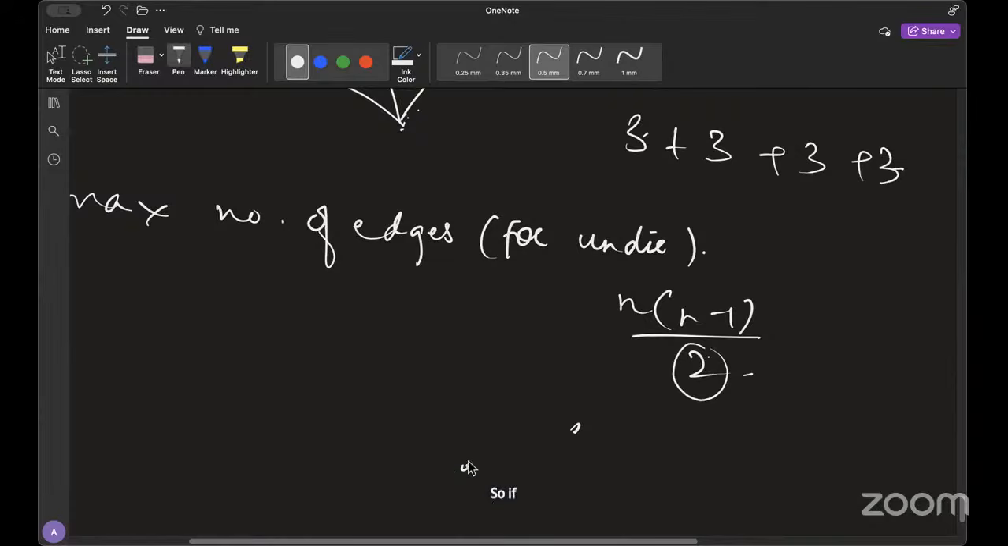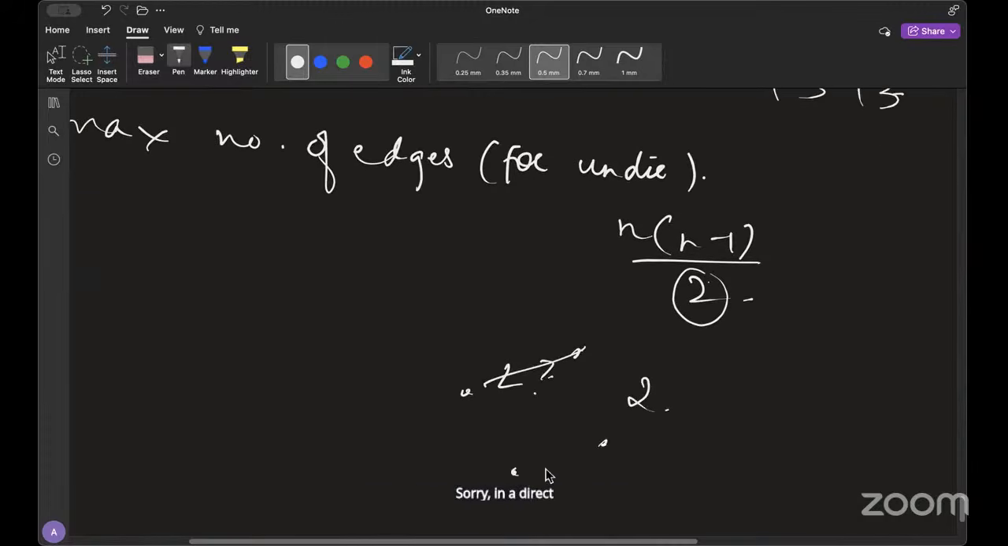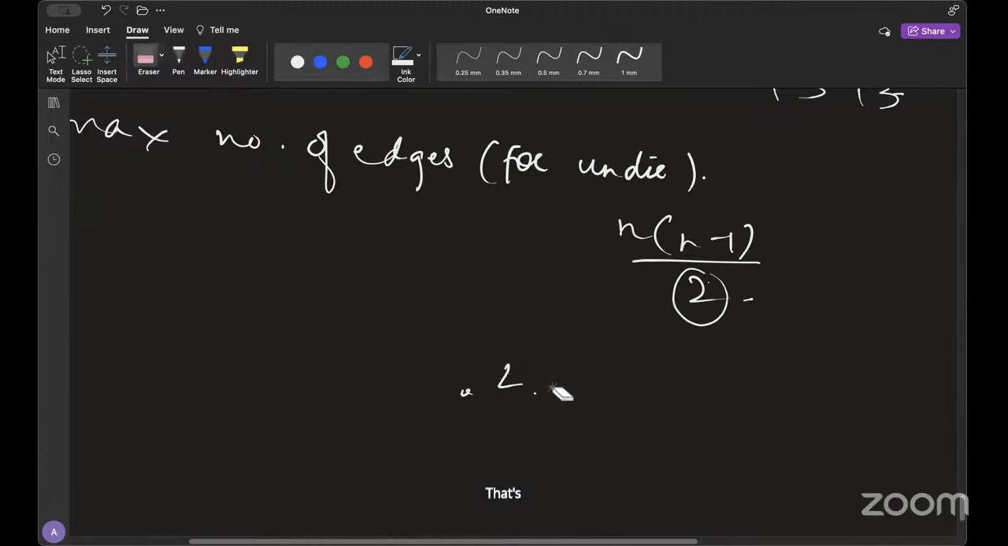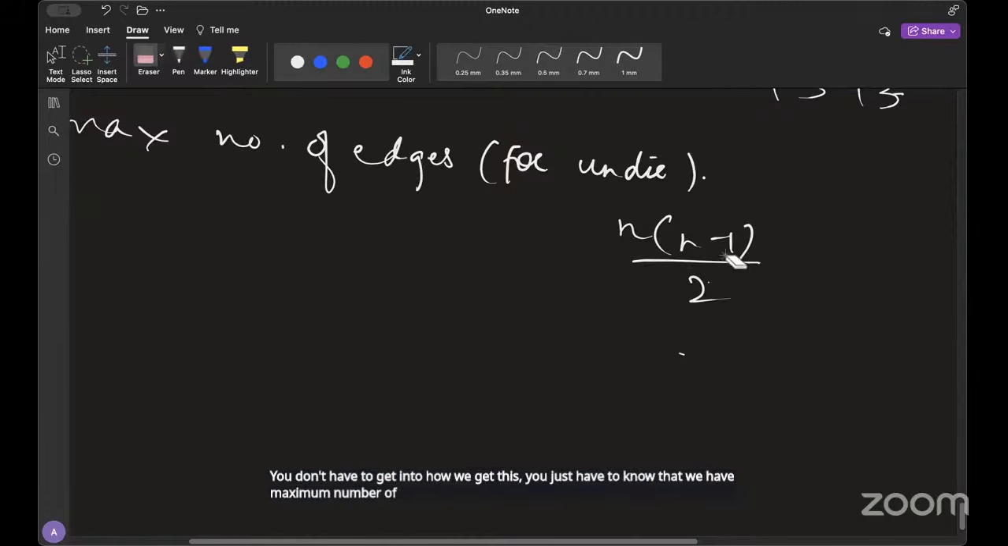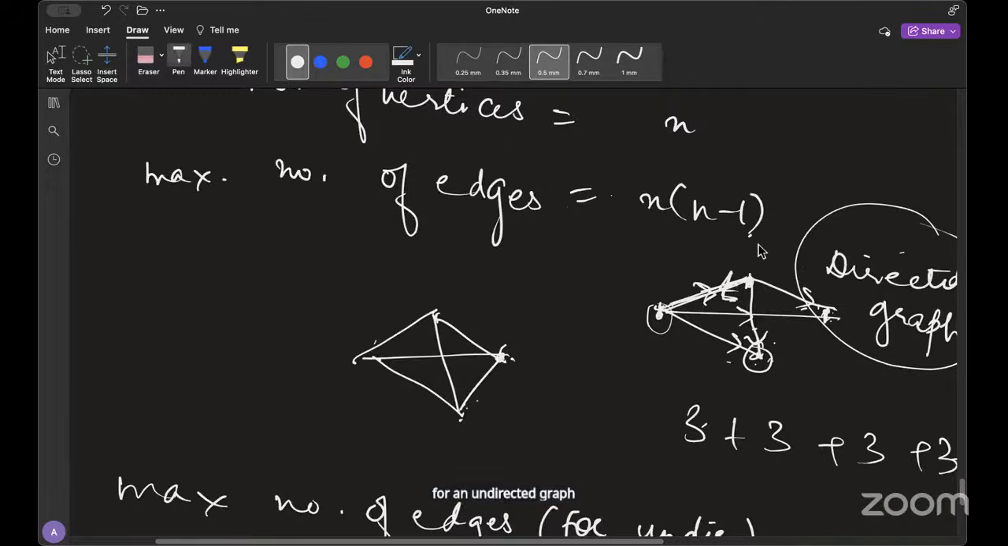So if you only have 2 vertices, for example, in a directed graph you'll have 2 edges, but in an undirected graph, you'll only have 1. You're dividing by 2. That's it. You don't have to get into how we get this. You just have to know that the maximum number of edges is n(n-1)/2 for an undirected graph, and for a directed one, it's n(n-1).